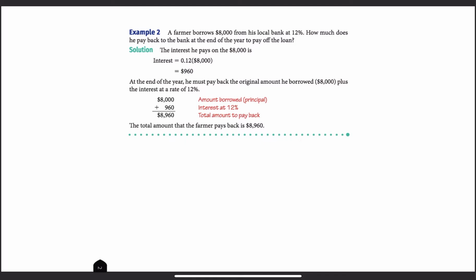So the first thing we've got to do is calculate the interest. So the interest is 12% of the 8,000. So we're going to turn this into a decimal, turn that into multiplication, and it turns out to be $960. Now, that's $960 in interest.